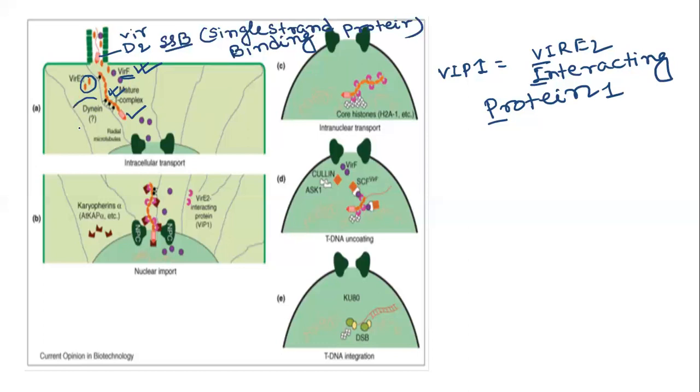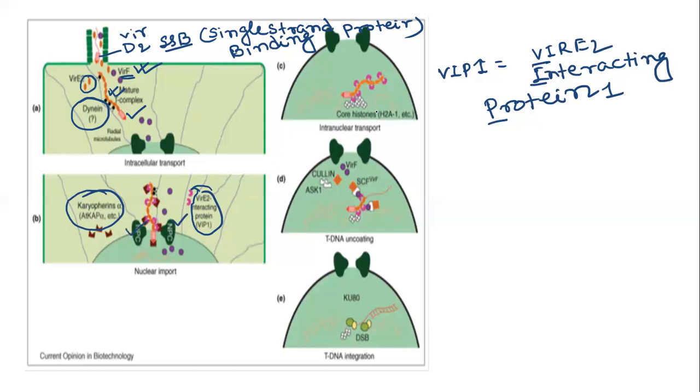Now some dynein protein may also be there, helping transfer the DNA to the nuclear pore complex. Another important one is importin alpha, which may also be involved, and these interact with VIP1, the VirE2 interacting protein 1. These are at the nuclear pore complex.